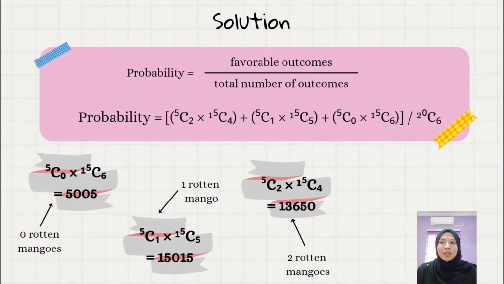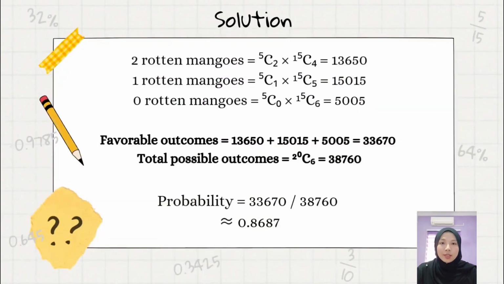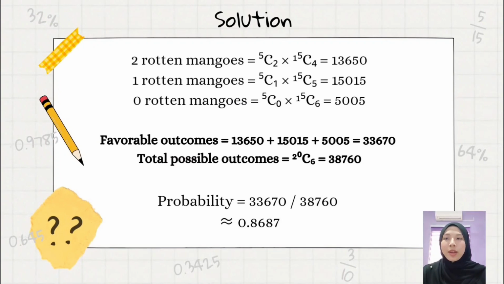So first is selecting 2 rotten mangoes. The number of ways to select 2 rotten mangoes from the 5 available rotten mangoes is given by 5C2, which is the combination of 5 objects taken 2 at a time. Similarly, the number of ways to select 4 good mangoes from the 15 available good mangoes is given by 15C4. So, the total number of outcomes for this case is 5C2 multiplied with 15C4, and we get 13,650.